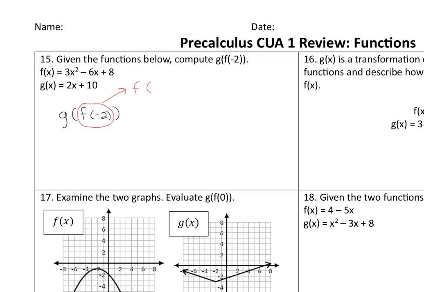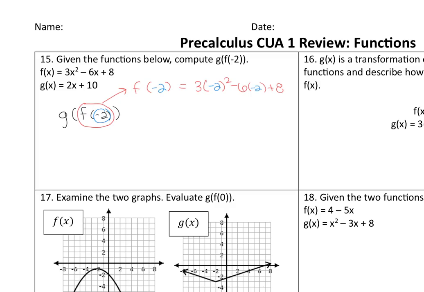So f of something equals, when I look at f, it's 3 times negative 2 squared minus 6 times, actually, hang on, let me repeat that. f says 3 times something squared minus 6 times something plus 8. And the thing we're plugging in right here is a negative 2. So all the parentheses get a negative 2.